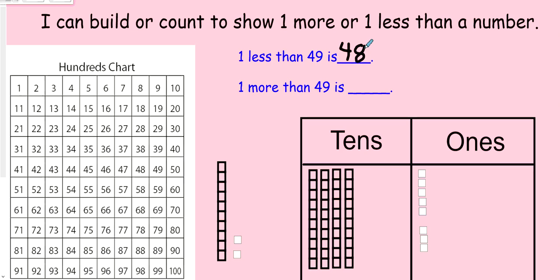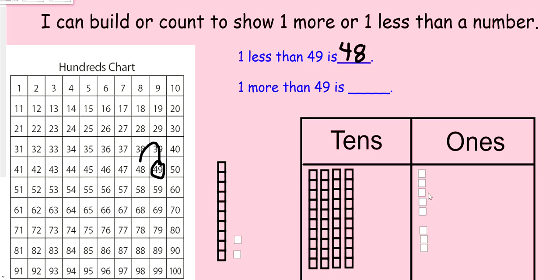We can use our hundreds chart to help us show 1 less than 49. Find 49 on the chart. If we want to show 1 less, do we count on or count back? We count back. Count back with me. 49, 48. 1 less than 49 is 48. Now let's read the next part. It says 1 more than 49 is blank.